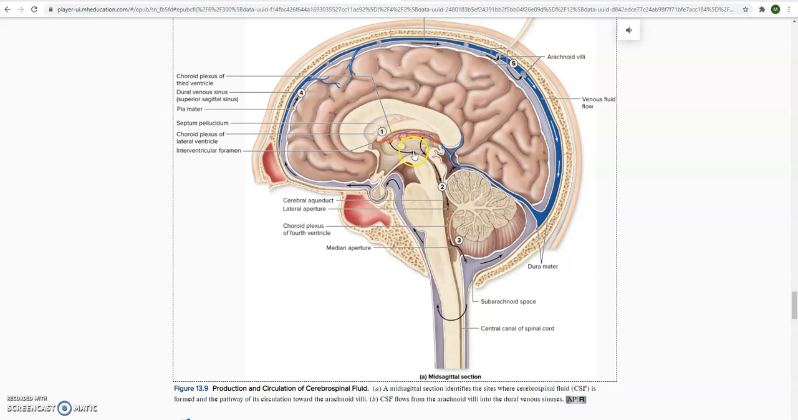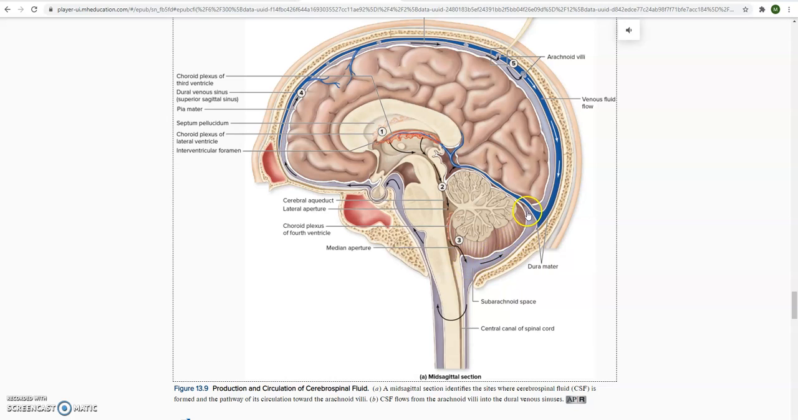Then it will flow into that ventricle. So you can see it flowing into the ventricle. It'll head down the cerebral aqueduct, and then into our fourth ventricle, and then it will head down into our central canal. And realize they show an aperture here, and you can see the little arrows they use to show the movement of the cerebrospinal fluid. So once it's formed in the ventricles, it will flow into the central canal, and then also make its way through the little apertures into the subarachnoid space.